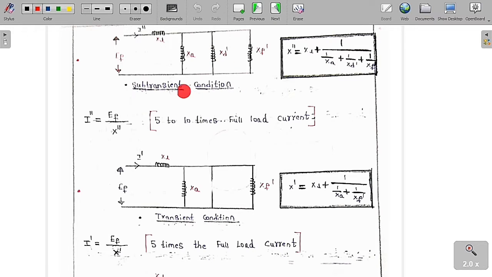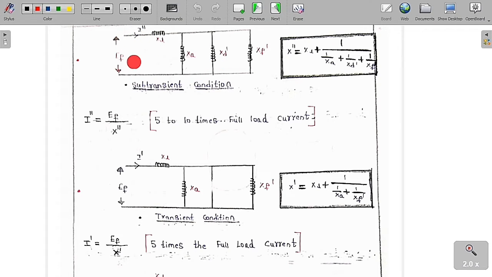So initially in the subtransient condition, these three are connected in parallel, and overall they are in series with this X_L. This is how it is connected in the subtransient condition. Therefore, this is E_F, this is X_L, X_A, X_D dash, X_F dash, and this is I double dash.